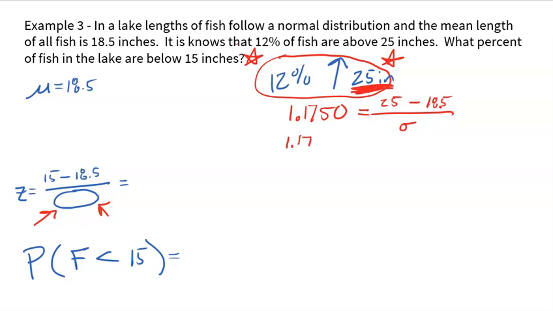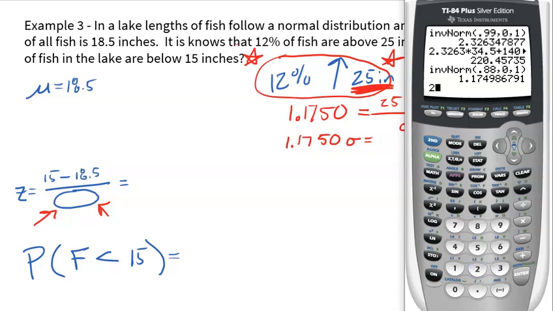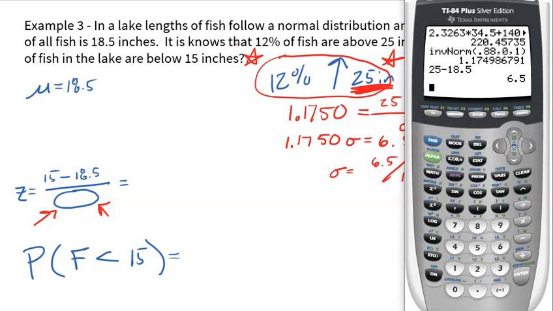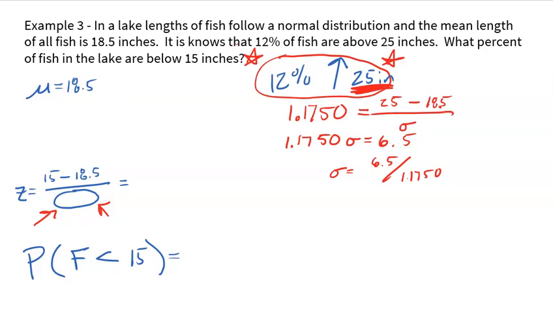So I'm going to multiply by sigma. And on top there, I can actually do that math. That math's not too bad to do. I need to do my calculator, but I can still do it. 25 minus 18.5 is 6.5. Hopefully you guys could do that in your head, but I like to always check on my calculator. So therefore, the standard deviation is going to be 6.5 divided by 1.1750. So I'm going to go to my calculator, 6.5 divided by 1.1750. And I get 5.53 as my standard deviation.